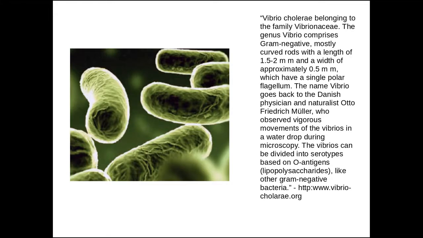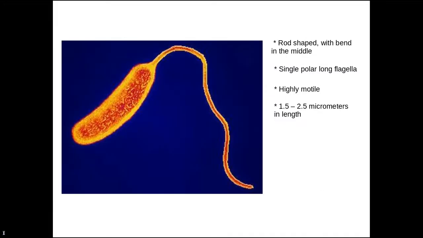Vibrio cholerae belongs to the family Vibrionaceae. The genus Vibrio comprises gram-negative, mostly curved rods with a length of 1.5 to 2 micrometers and a width of approximately 0.5 micrometers, which have a single polar flagellum. The name Vibrio goes back to the Danish physician and naturalist Otto Frederick Müller, who observed vigorous movements of the vibrios in a water drop during microscopy. The vibrios can be divided into serotypes based on O antigens, like other gram-negative bacteria.